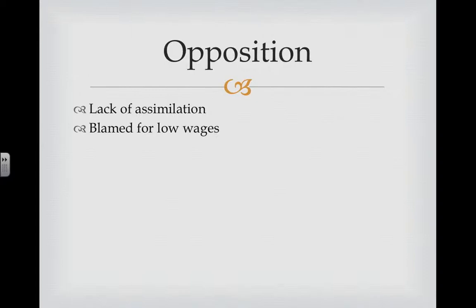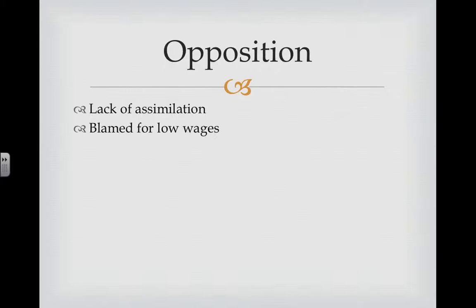There was a lot of opposition to immigration. Many people were frustrated by immigrants' lack of assimilation. A lot of older immigrants blamed the new immigrants for low wages because these new immigrants would come over and they would be so desperate to find a job, to find a house, to find whatever, that they'd be willing to do whatever jobs were available.